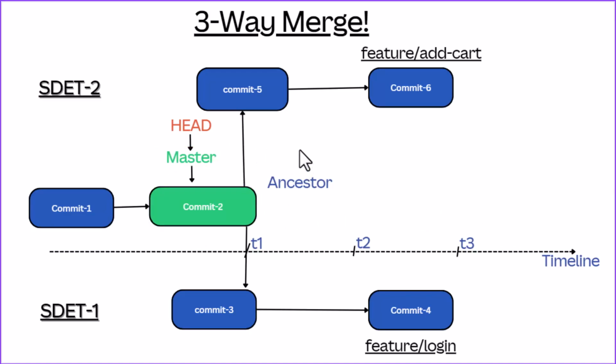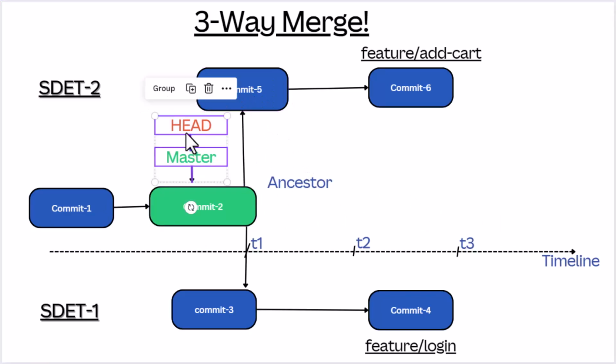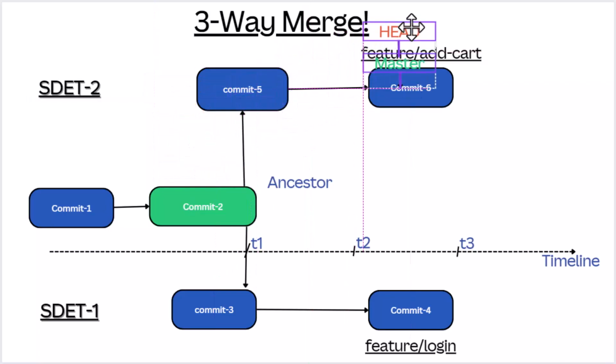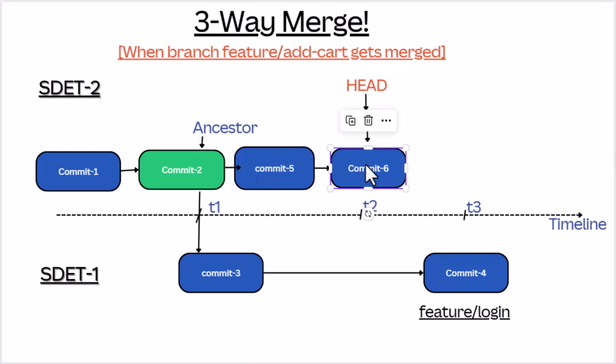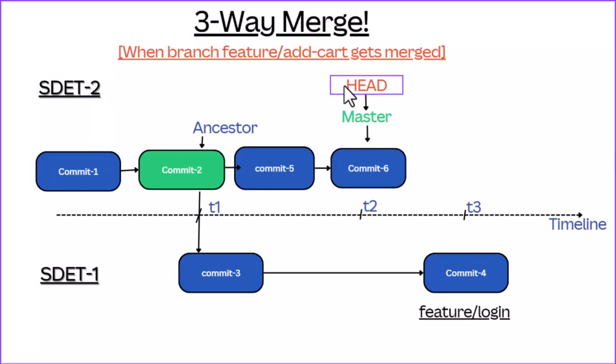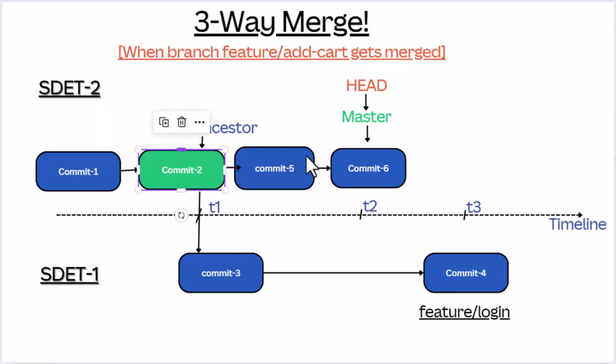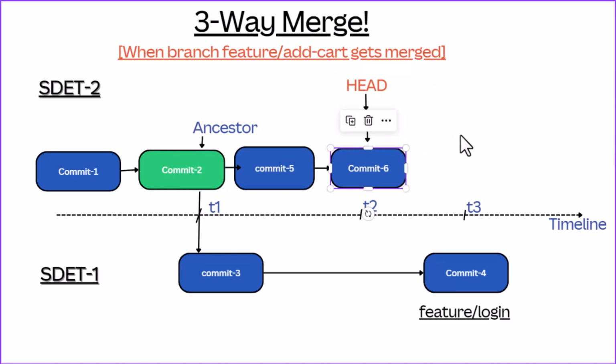So what this will simply do is move the head of the master branch on top of commit 6. This is how the master branch will look like. It will have two more commits in it, commit 5 and commit 6, which came from the branch of SDET2, and the head of the master branch has now shifted from commit 2 to commit 6, which is the commit from the SDET2 branch. This has all happened at time instance t2.